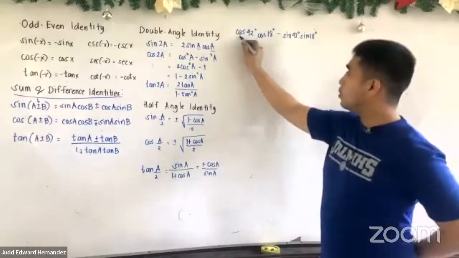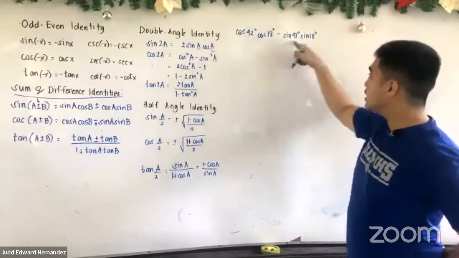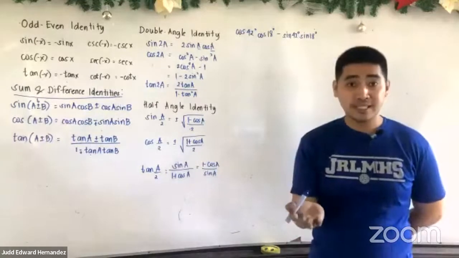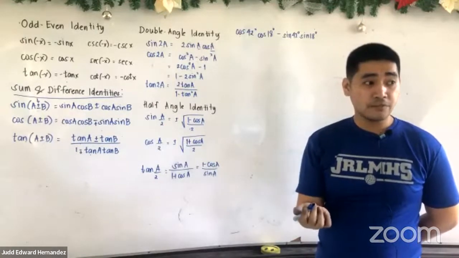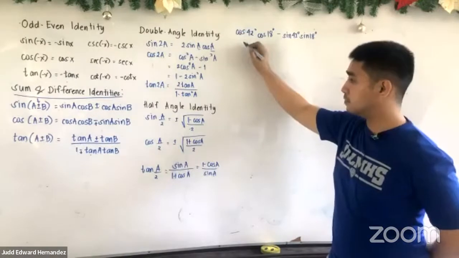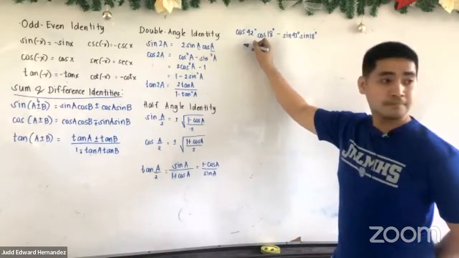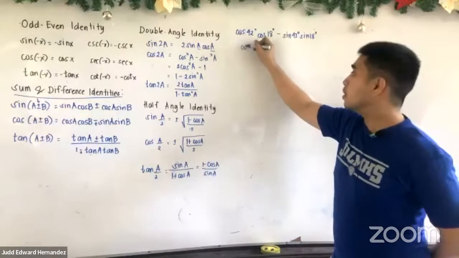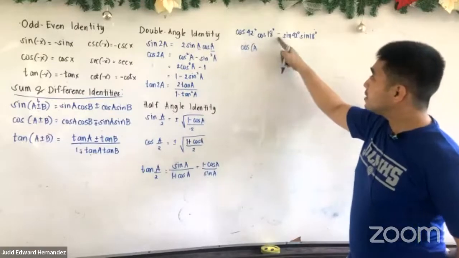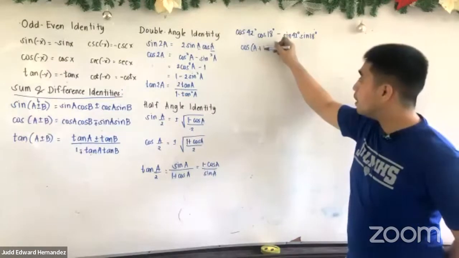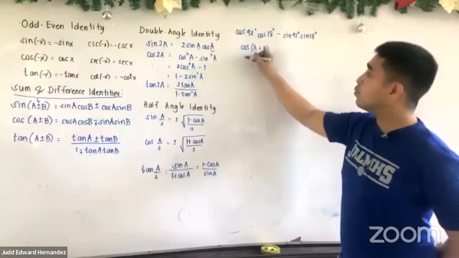Okay, we're dealing with cosine. Cos, cosine, sin. Pag sinabi na cos, cosine, sin, therefore, it takes the form of what? It takes the form of cosine A plus B. Cosine A, this is negative. Therefore, it becomes plus B. Is this clear? But what are the two angles?